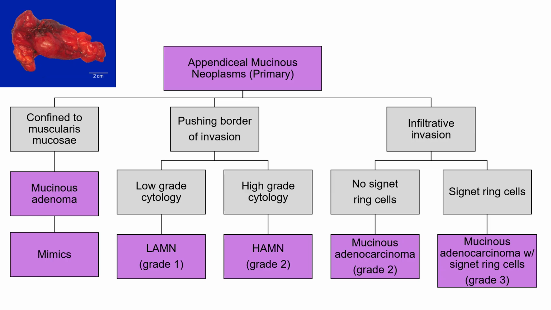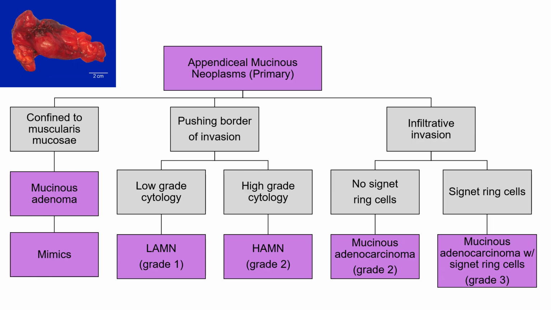So the first thing I'm going to look for is the pattern of invasion. There's three possibilities. The first is that a tumor can be confined to the muscularis mucosae, which will give a differential of either mucinous adenoma or other mimics. Then if I see a pushing border of invasion, which is characterized by a very flat front of the tumor that is pushing downward into the underlying layers of the appendix, that's going to put me into a category of either a low or high grade appendiceal mucinous neoplasm, LAMN or HAMN, depending upon the cytology.